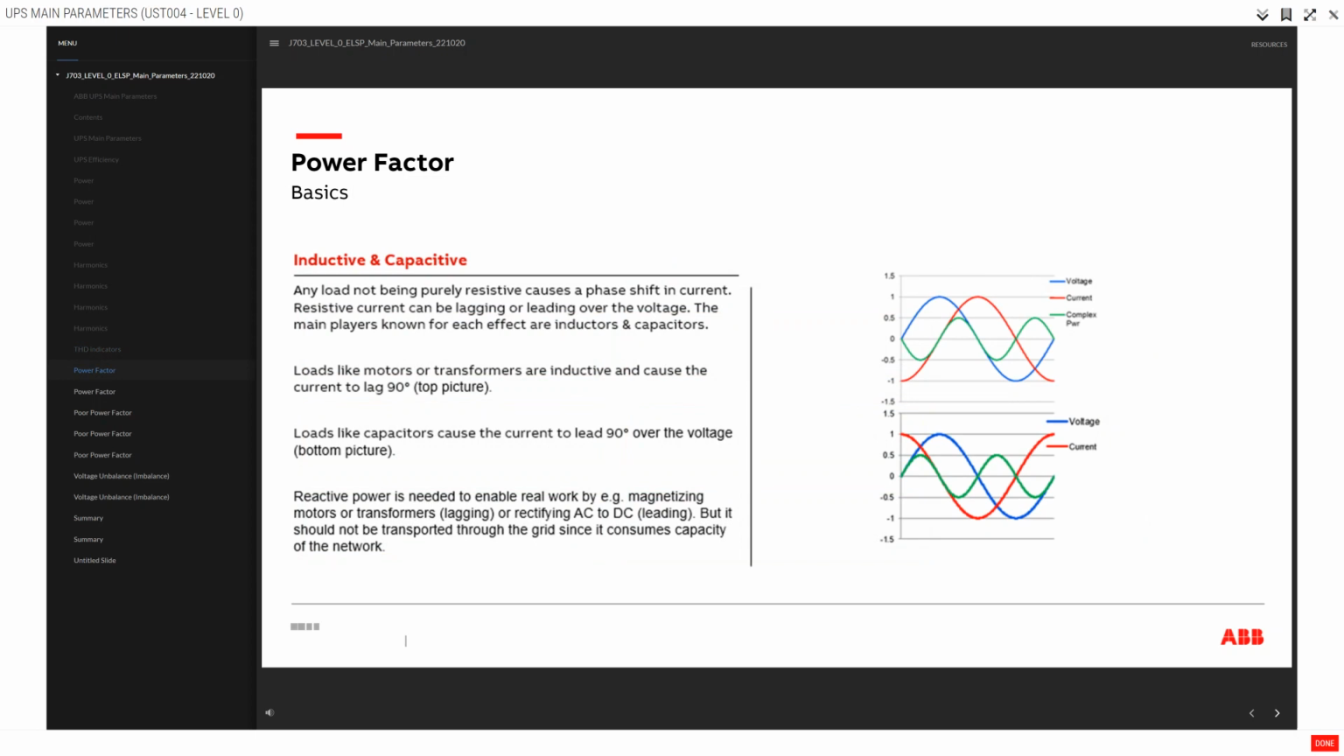Loads like motors or transformers are inductive and cause the current to lag 90 degrees, top picture. Loads like capacitors cause the current to lead 90 degrees over the voltage, bottom picture. Reactive power is needed to enable real work by magnetizing motors or transformers, lagging, or rectifying AC to DC, leading. But it should not be transported through the grid since it consumes capacity of the network.